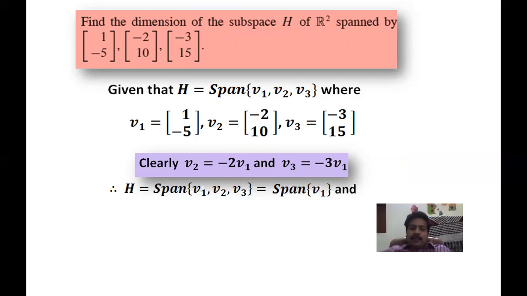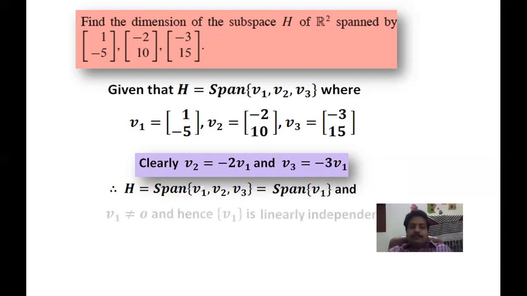So by the spanning set theorem, we can eliminate V2 and V3. The set, by eliminating these two vectors, can still span the entire set H. So H is equal to the span of V1, V2, V3, which is given in the statement, and that is equal to the span of V1. It is by the spanning set theorem.